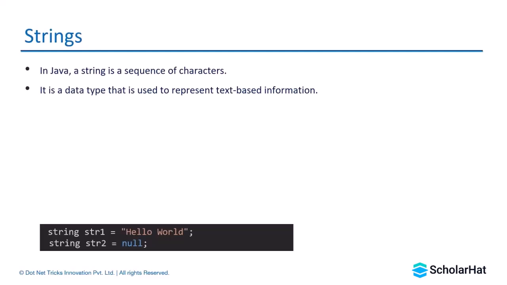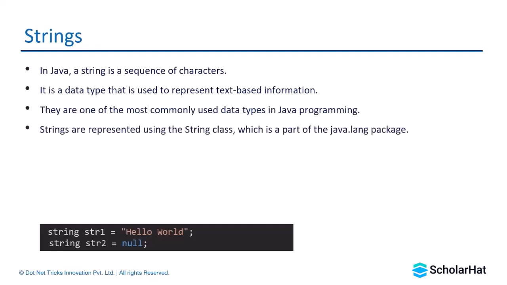It is a data type that is used to represent text-based information, just like the name of a person, the supplier name, the product category, the product description, and so on. They are one of the most commonly used data types in Java programming. Strings are represented using the String class. String is a class that is available in the java.lang package.